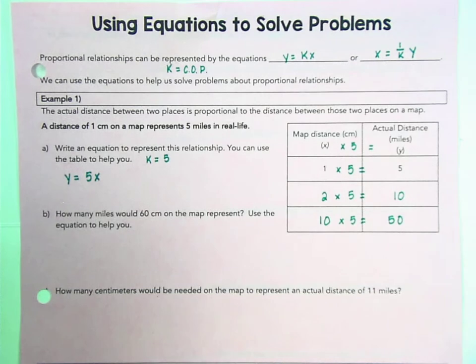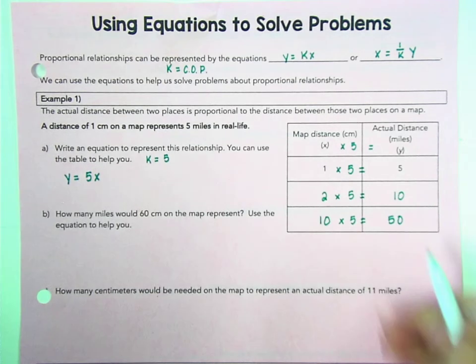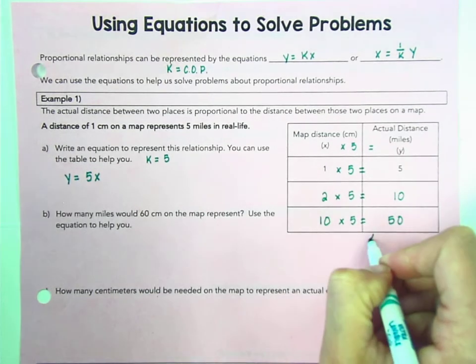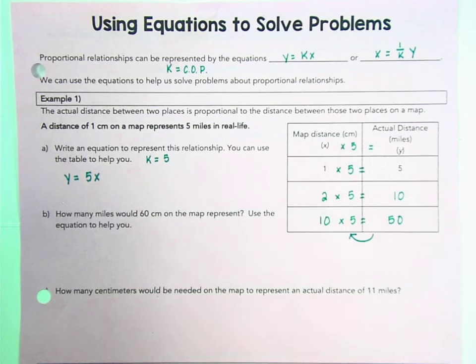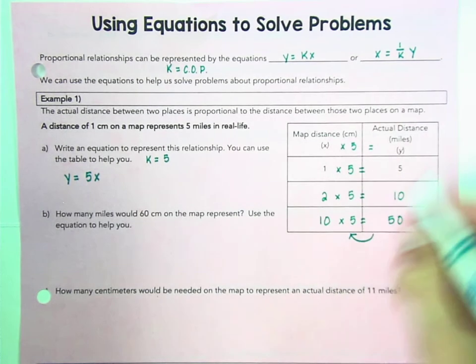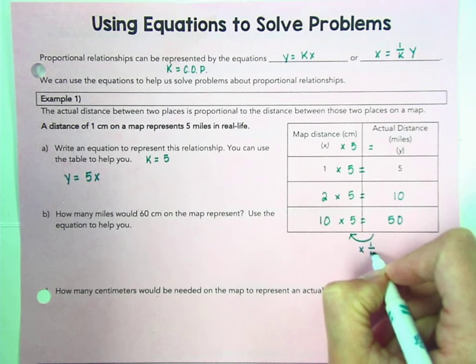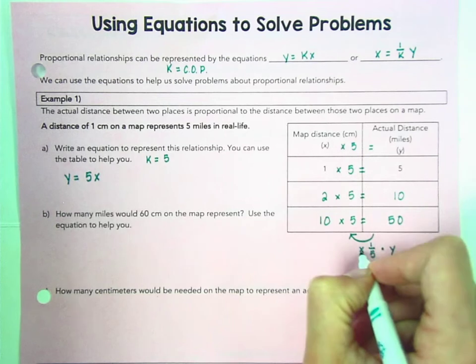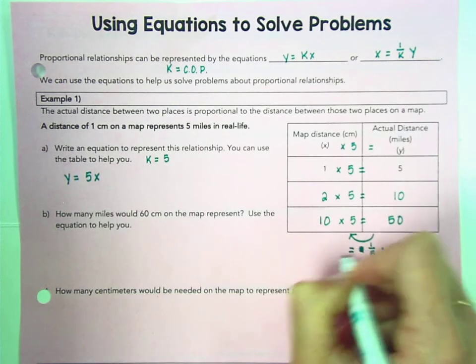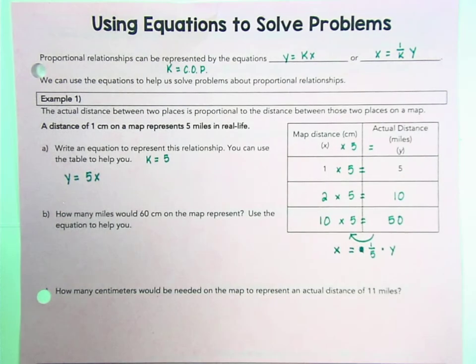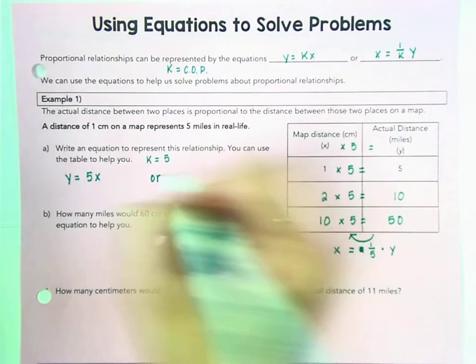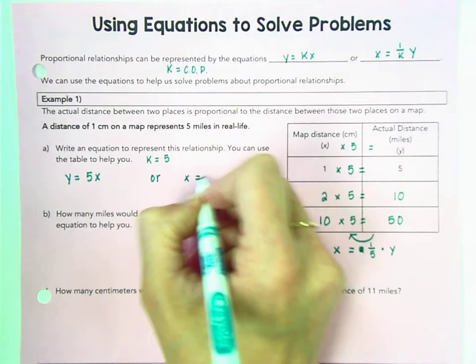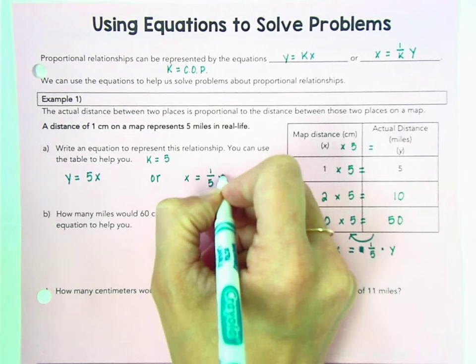As we looked at in our previous lesson, we can use two equations to represent each proportional relationship. So now I can actually look at what's happening when I go this way. So when I go from y to x, I am multiplying by 1/5. So 1/5 times my y is actually equal to my x value. So my second equation can be x is equal to 1/5 y.